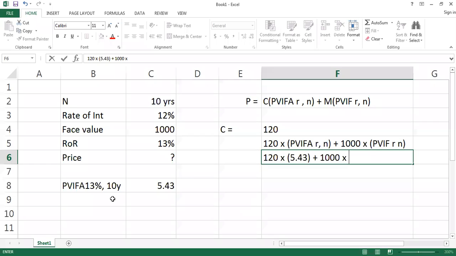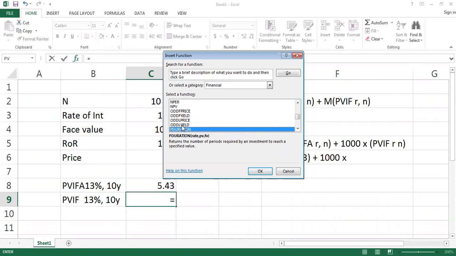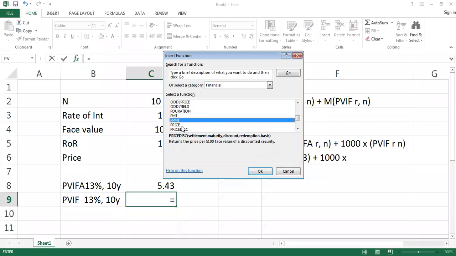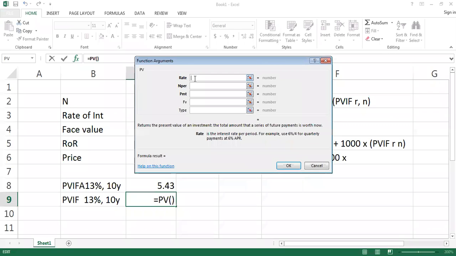Let me see how I enter another value. Now I'm going to find out present value interest factor only, not annuity. In this case, again I'm going to write the same formula. I go to functions, go to financial, go to present value, and click open. Again, I write the rate here. Required rate of return is 13%. Nper is 10. Now, I don't want annuity, so I will not write down anything in annuity.